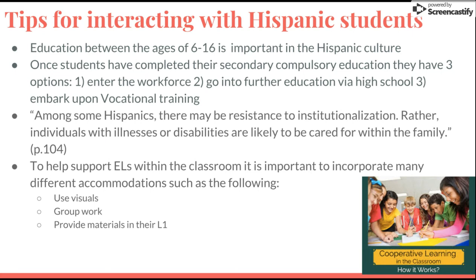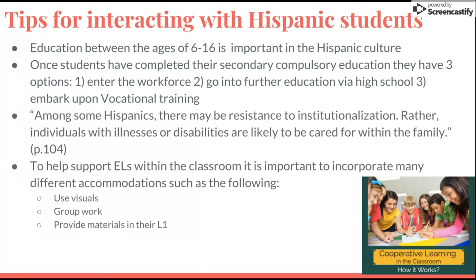When working with any ELs in the classroom, it is important to remember that they are being thrown into a class where the language that is being used is foreign to them. They are not only learning language, but also at the same time, they're learning the content that's being taught.